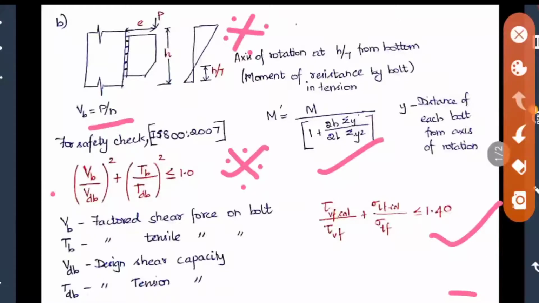And another important point to be noted in this bolt group is the critical bolt. The critical bolt is the bolt which is subjected to the maximum resultant force. It will normally be farthest from the center of gravity of the bolt group and nearest to the applied load line. So we have a load P, and it will be nearer to that line and farther from the neutral axis. Those bolts will normally experience the critical load, so they are called the critical bolt.